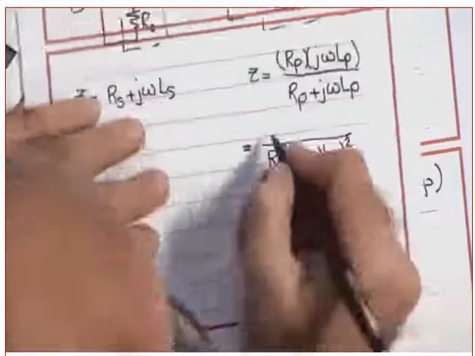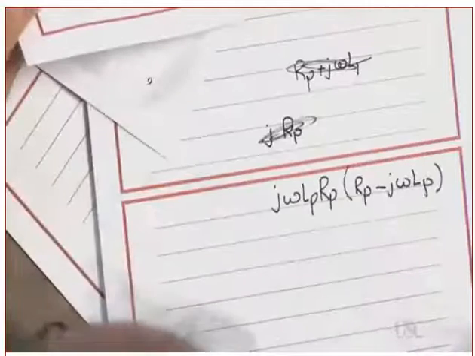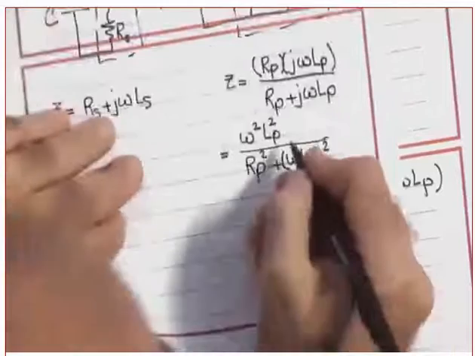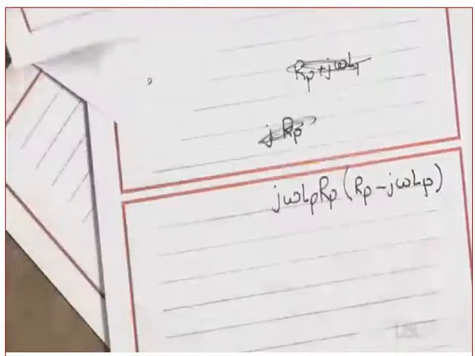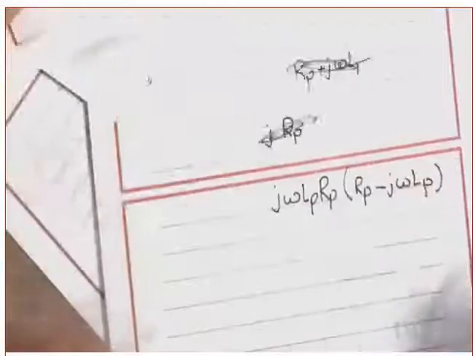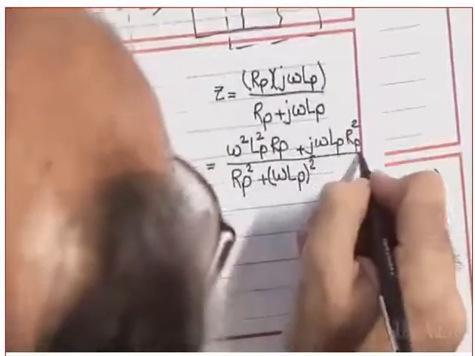So what do I get? I get omega square LP square RP plus J omega LP RP square, I'm sorry, RP square. Yes or no? Then what do I do?